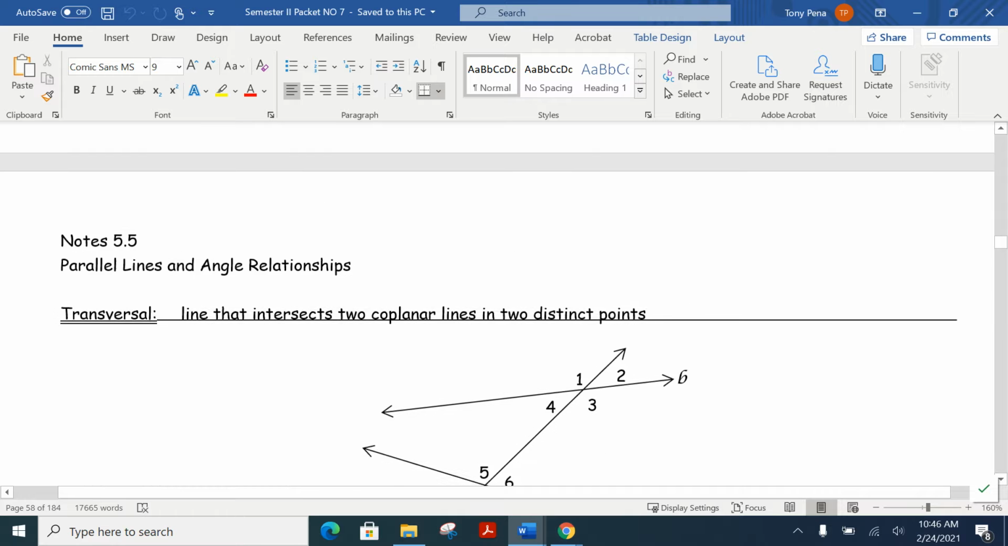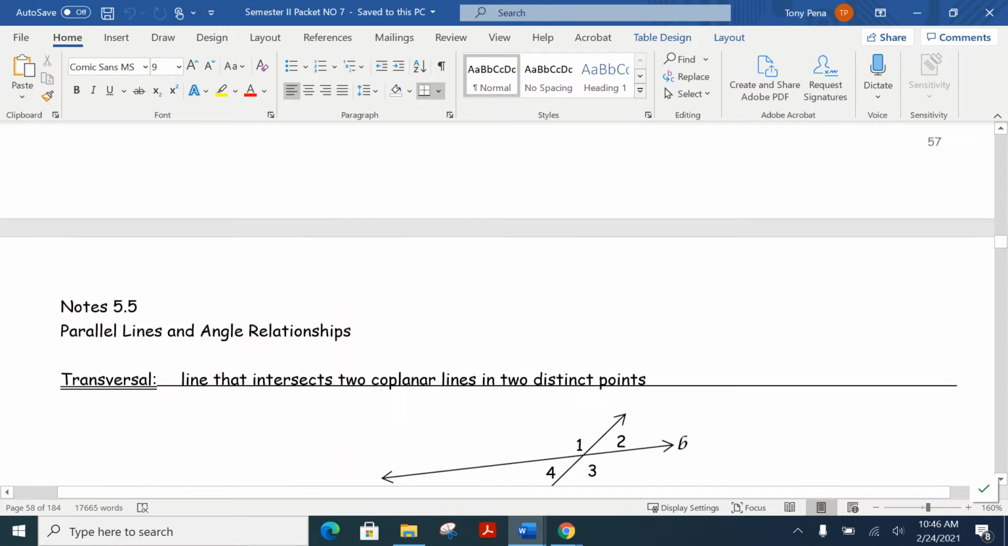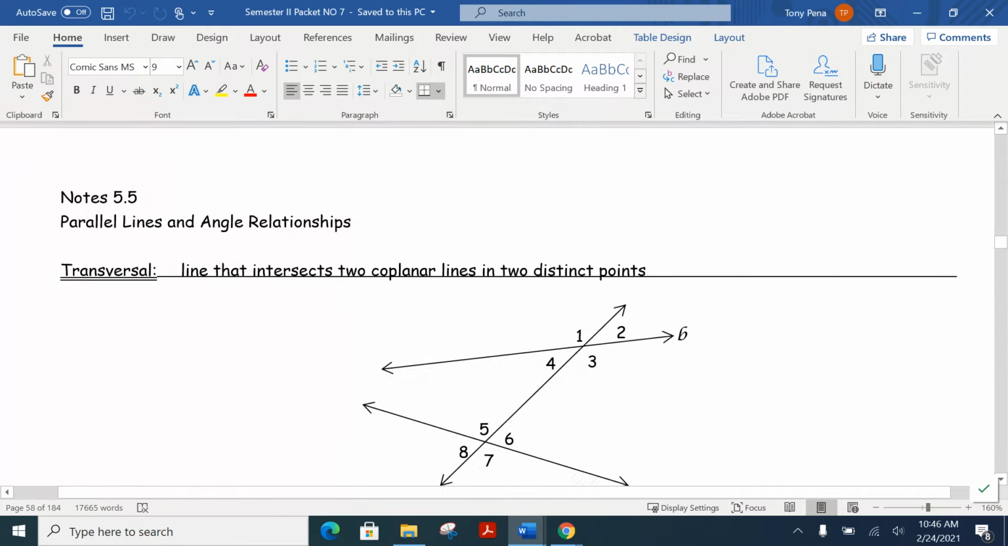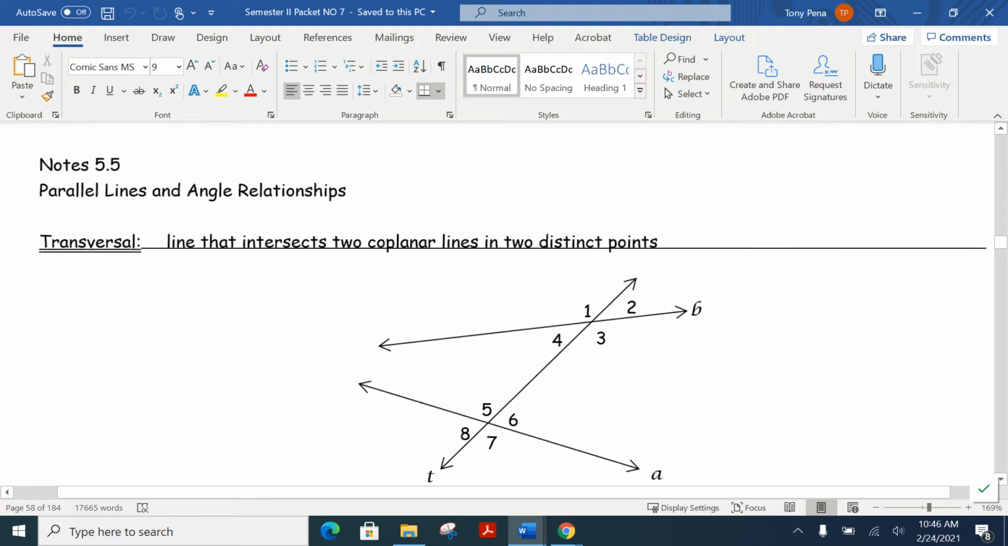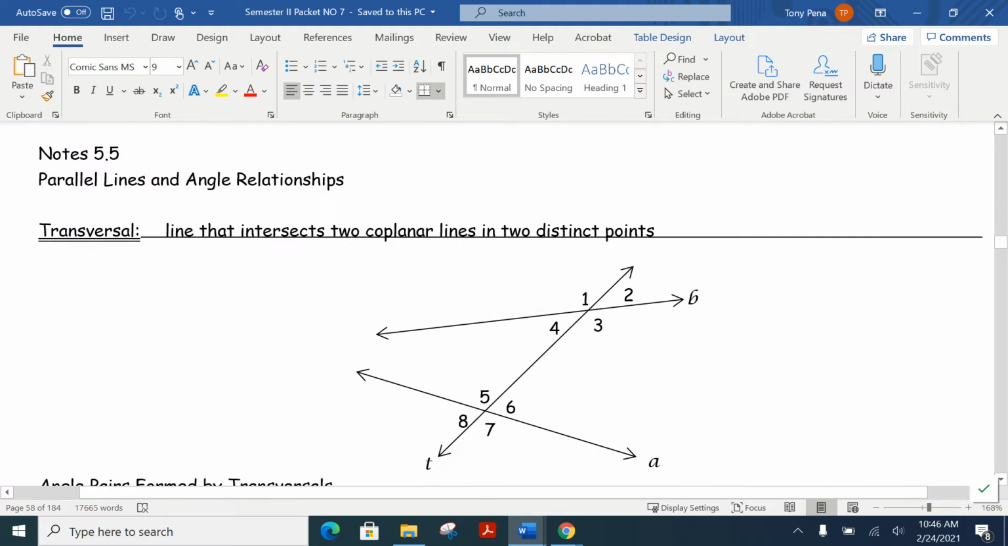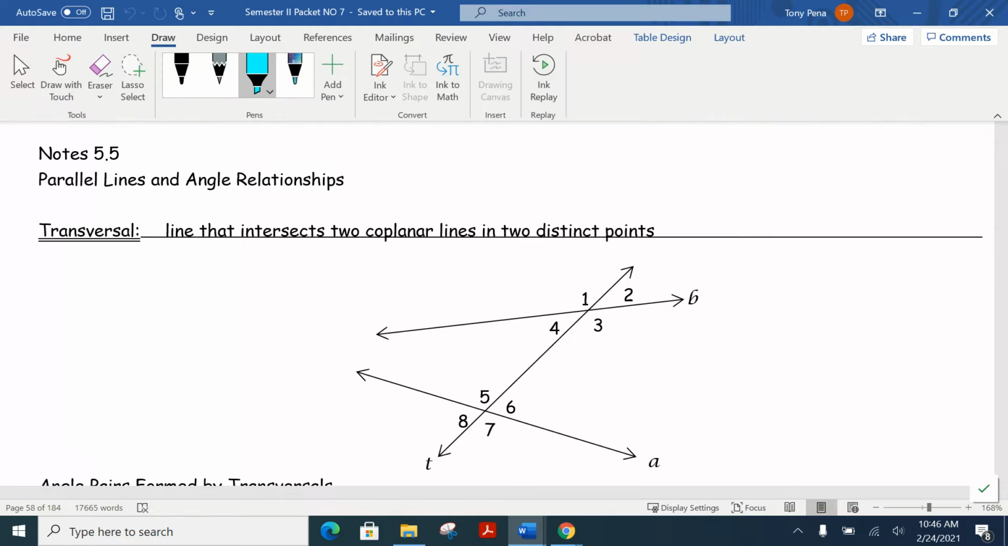And this should just be the following page. So assuming my pages are still correct, it should be page 58. It'll say 5.5, parallel lines and angle relationships. And in fact, while it says parallel lines, we really didn't even get to that today.